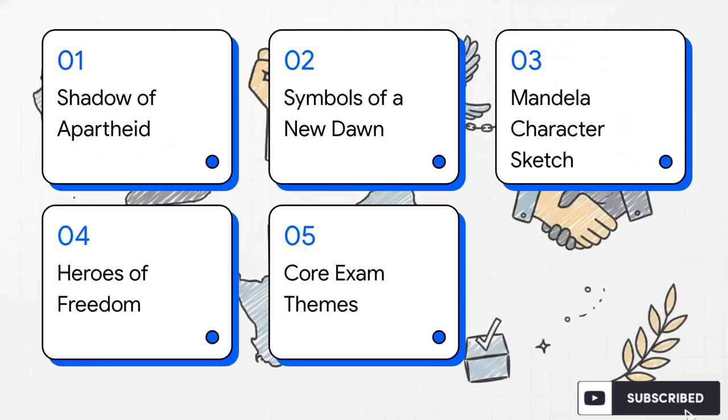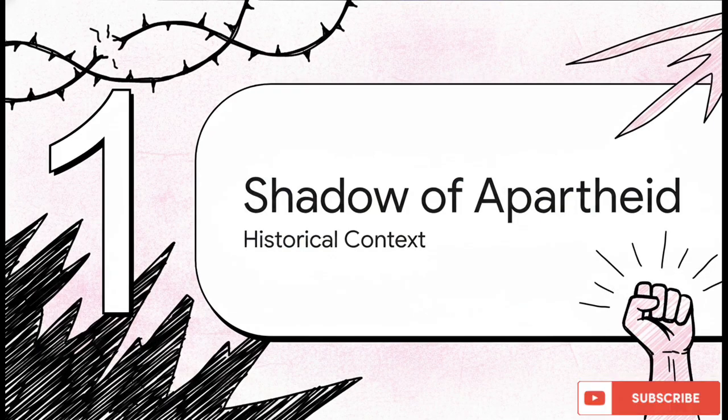All right, here's our blueprint for today's session. We'll start by exploring the shadow of apartheid, then examine the symbols of a new dawn, map out a character sketch of Nelson Mandela, take a look at the heroes of freedom, and finally wrap the whole thing up with the core themes you need for your exams. Let's get into it. Kicking things off with Section 1, the shadow of apartheid.